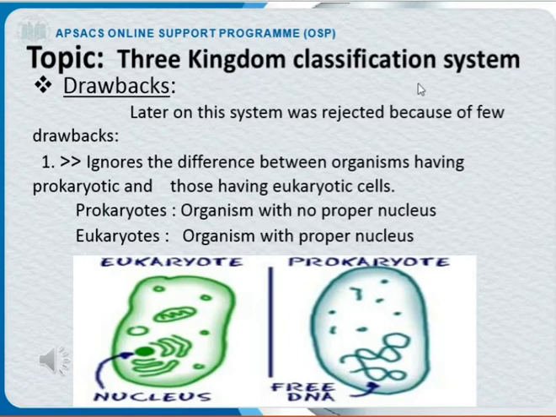Three kingdom classification system was rejected due to its drawbacks. The first drawback was likewise two kingdom classification system. It also ignored the differences between organisms having prokaryotic cells and eukaryotic cells.